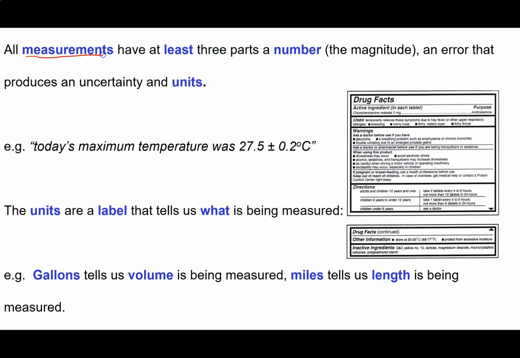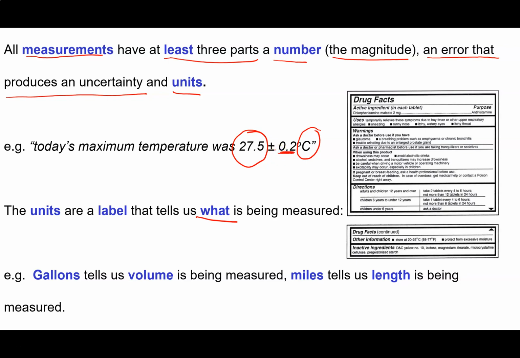So all measurements, all numerical measurements have at least three parts. They have a number, which is sometimes referred to as the magnitude of the measurement, an error that results in what we call uncertainty, and we mentioned the term uncertainty when we were talking about scientific notation, and units. So this number here, that tells you the size of your measurement. The unit label tells you what is being measured.